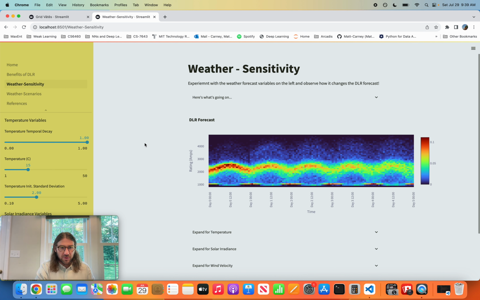Now, for each of these weather conditions, there is an initial distribution. For temperature, it's normal. And then there's an end state distribution. For temperature, I grabbed the first and 99th percentile of that initial distribution, and then it's uniformly distributed: the uniform distribution of the first and 99th percentiles of the initial distribution.